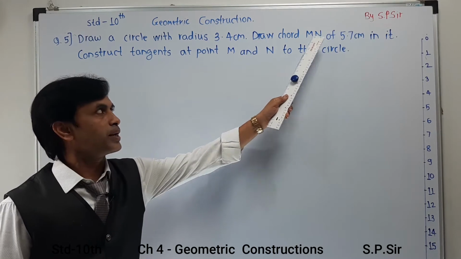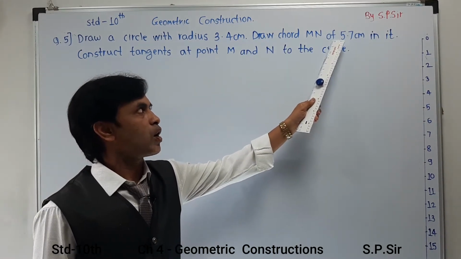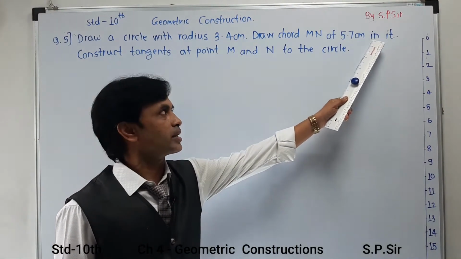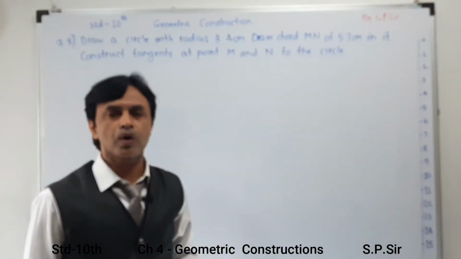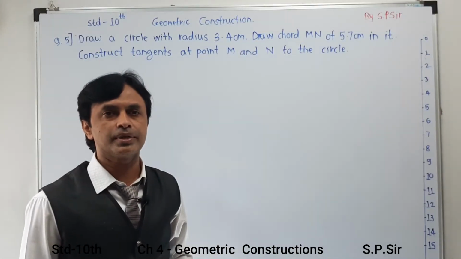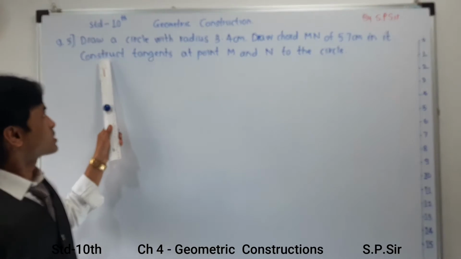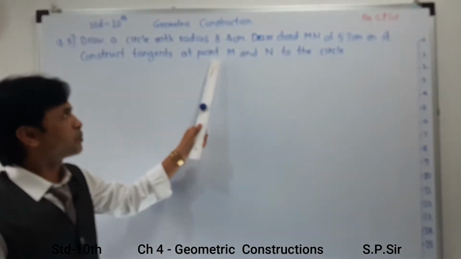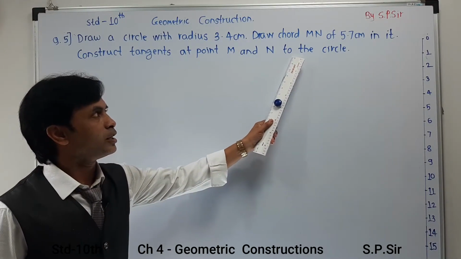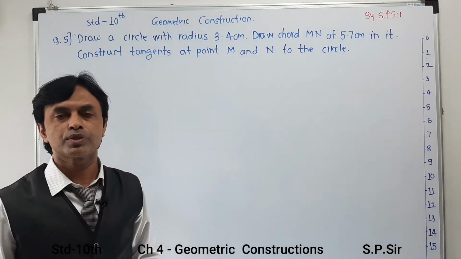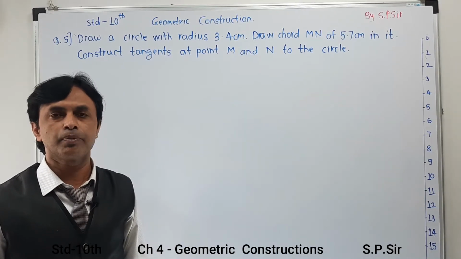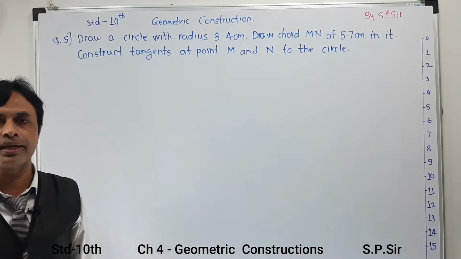Draw a chord MN of 5.7 centimeter in it. It means we have to draw a chord MN of 5.7 centimeter in it. Construct tangents at points M and N to the circle. It means we have to draw a tangent at the endpoints of the chord, that is M and N.